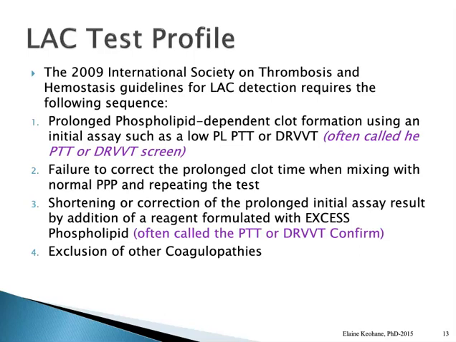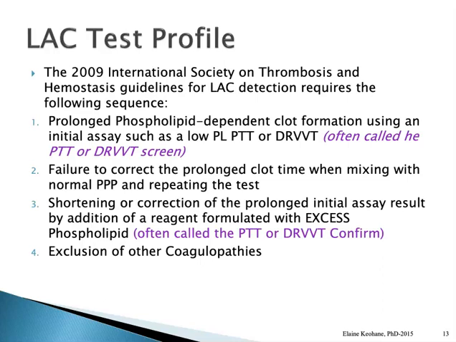The 2009 International Society on Thrombosis and Hemostasis released the guidelines for lupus anticoagulant detection, which require the following sequence. First, you must have a prolonged phospholipid-dependent clot formation using an initial assay such as a low phospholipid APTT test or a low phospholipid DRVVT test. This type of test is often called the PTT or DRVVT screen.